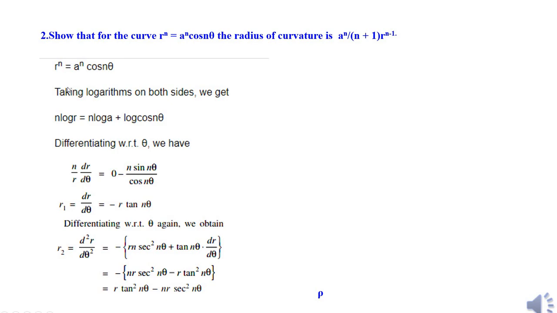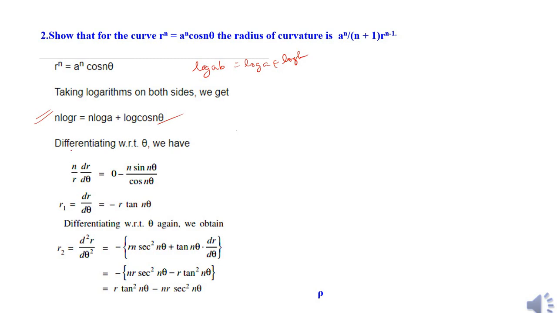Now if we directly differentiate, it will be somewhat tedious, so we take logarithm on both sides. r^n is equal to a^n cos n theta. When you take logarithm on both sides, you get n log r is equal to n log a plus log of cos n theta. Directly doing the problem will be somewhat tedious, so we take logarithm of cos n theta, then log a plus log b. We are differentiating with respect to theta, so that we can easily obtain r1 and r2.